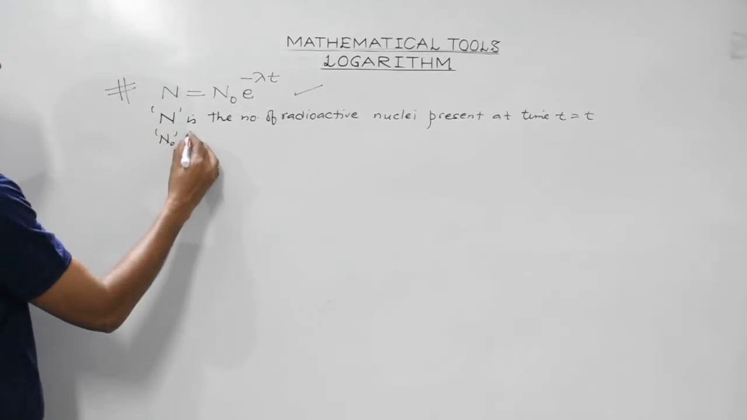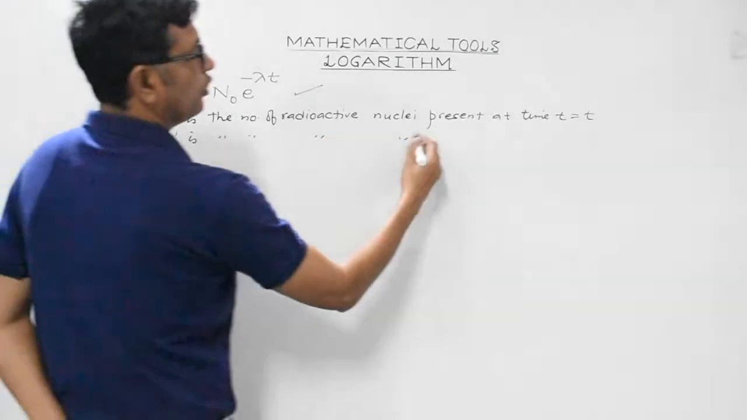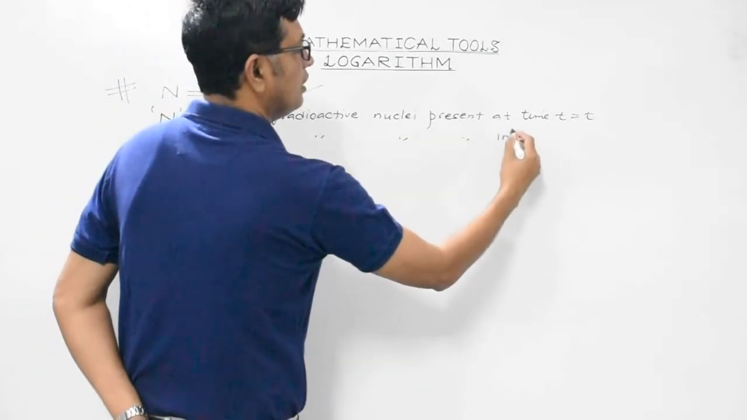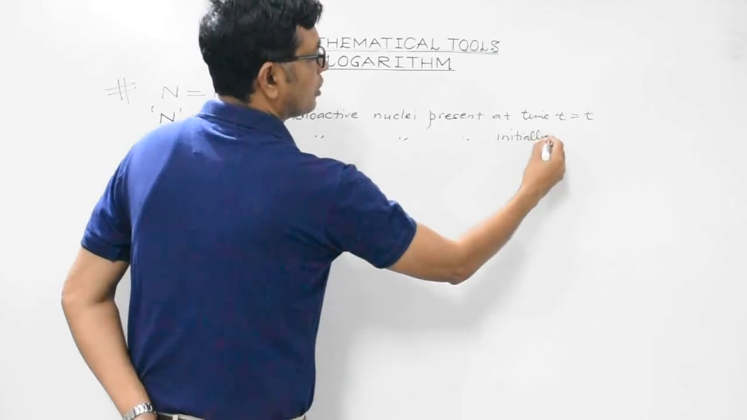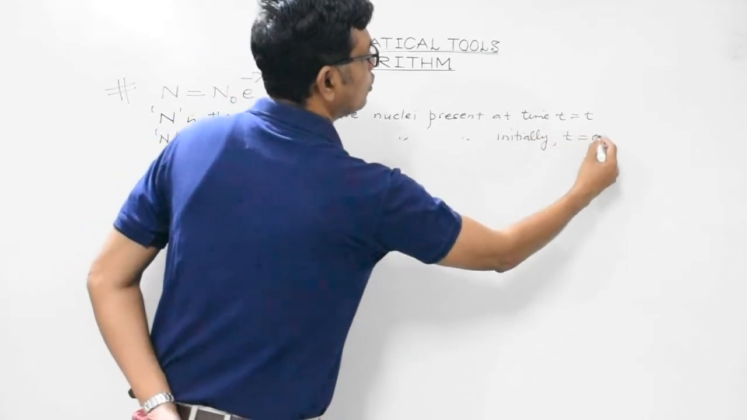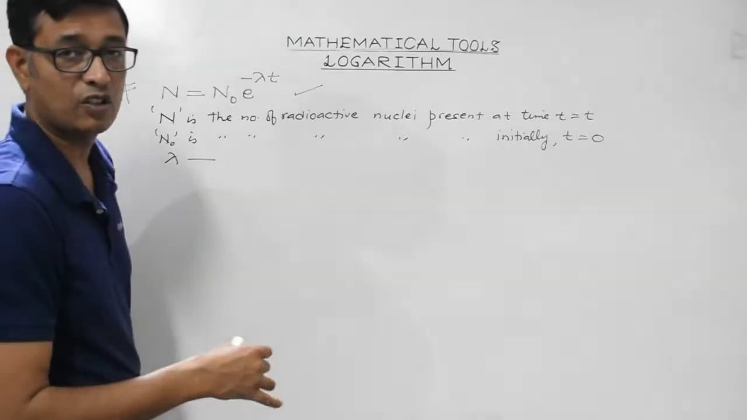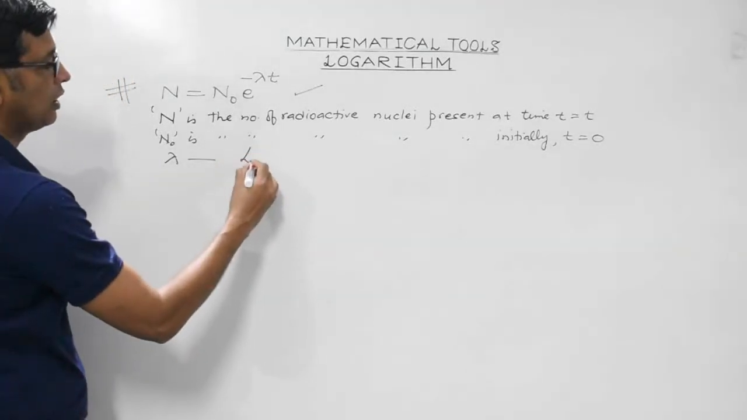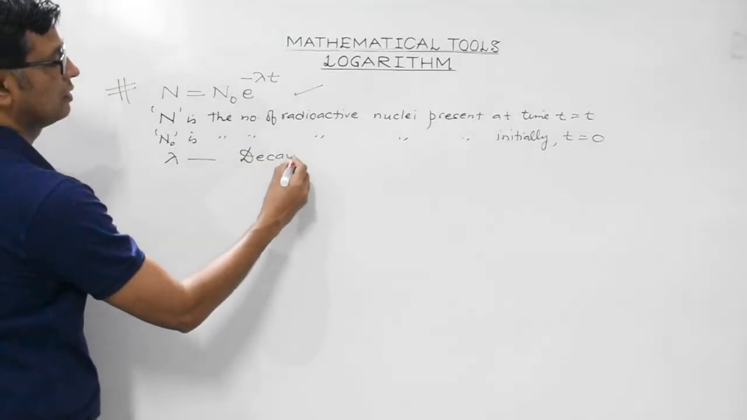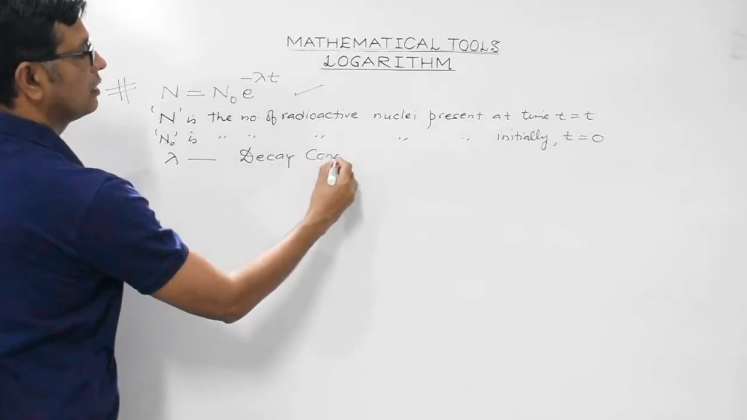N naught is the number of radioactive nuclei present initially. Initially means at t equals 0. Lambda is a constant, a characteristic of a radioactive sample. It is known as the decay constant.